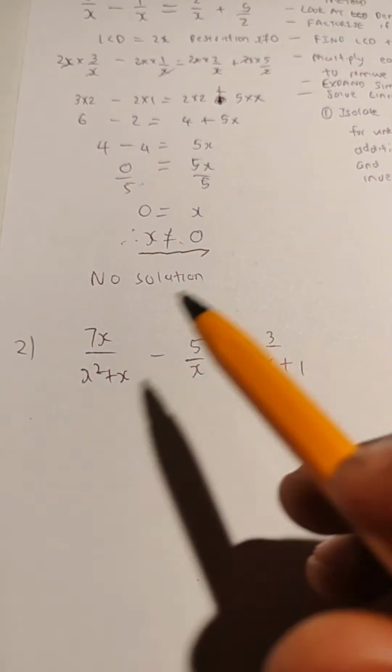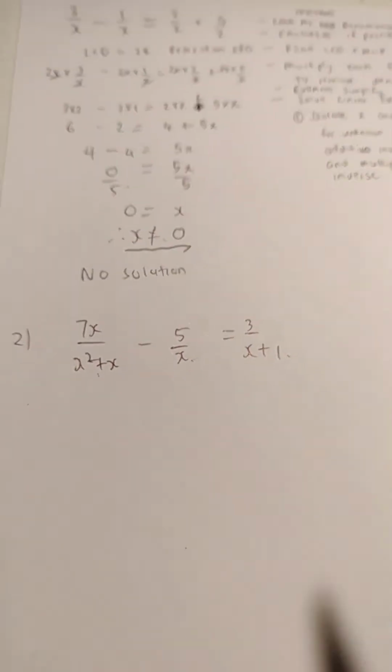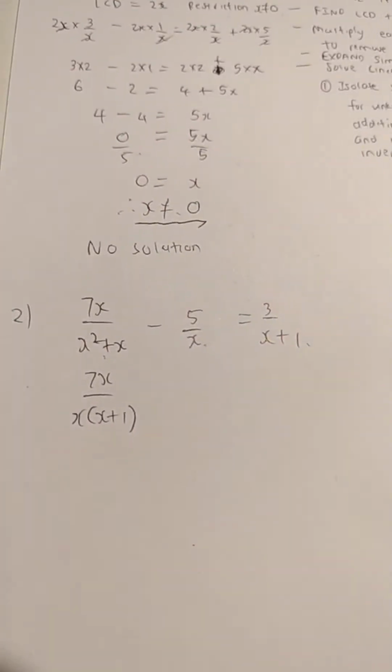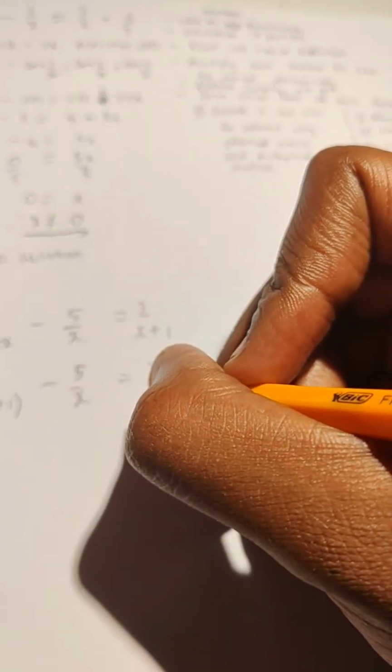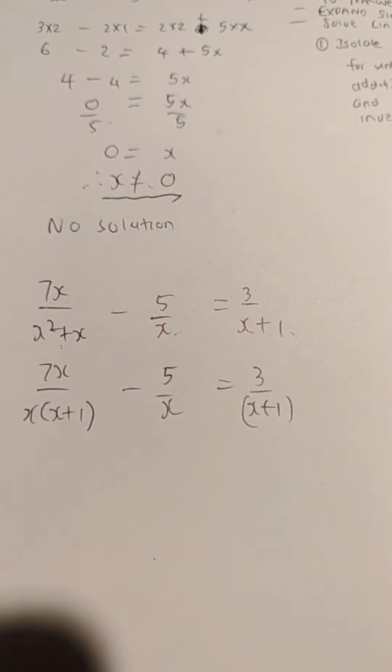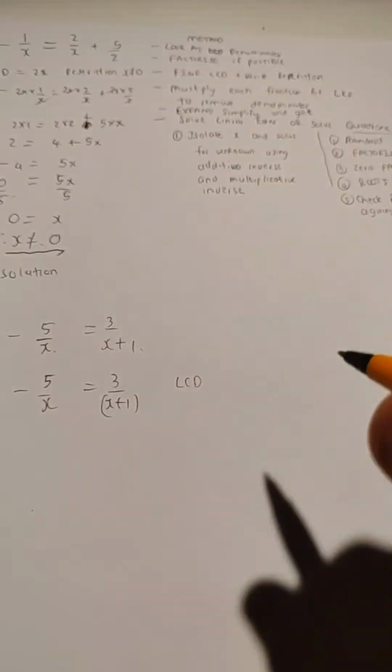Okay, so first step, this is a fraction equation. We look at the denominator, we factorize where possible. We can see the first fraction, we can take out a common factor. Second fraction can't be factorized. Third fraction on the other side of the equal sign, we just simply write brackets around the denominator. Then what is the LCD?